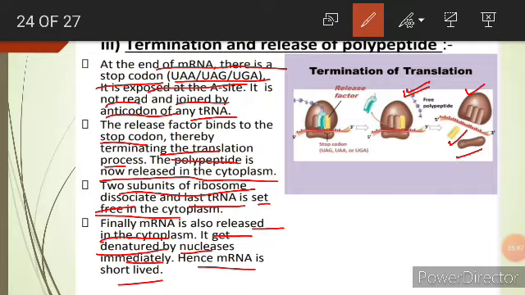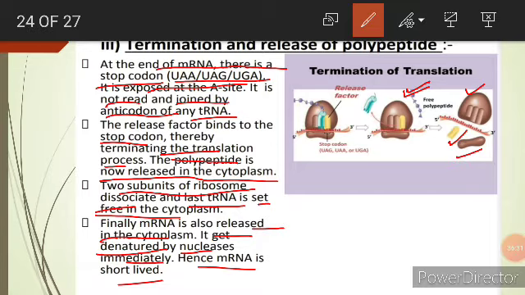Now what is going to happen: because of translocation, the ribosome has moved in such a fashion that on the A site a termination codon is now placed, whereas on the P site there will be a tRNA carrying a polypeptide chain. So the polypeptide chain is present on the tRNA, that tRNA is present on the mRNA, a codon is present at the P site, whereas at the A site there is a termination codon.